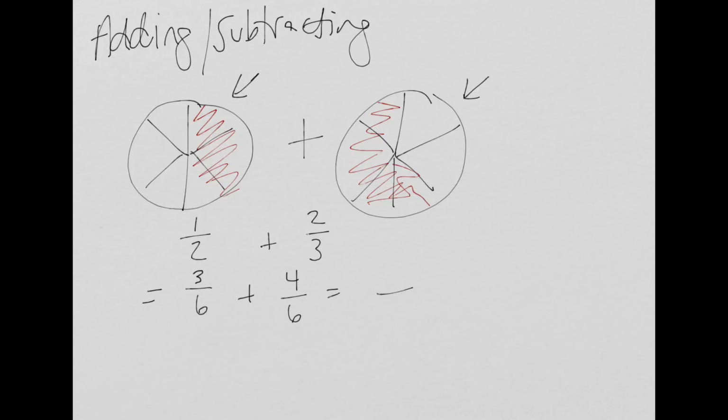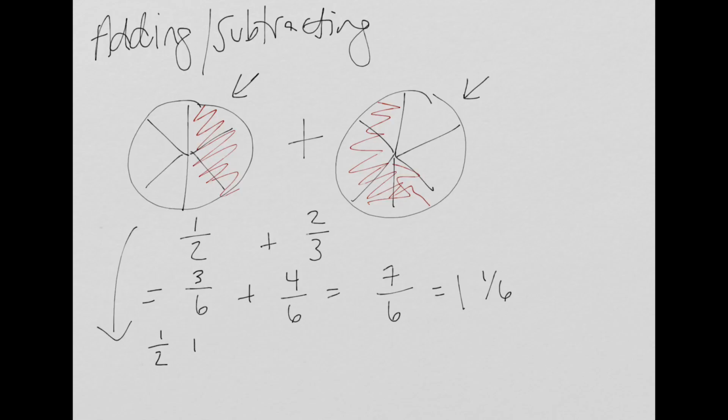Now add them together. Again, everything's still out of 6. I had 3 and then 4, so 7. You could leave it as improper, that's fine, or rewrite this as mixed. You'd have 1 whole and then 1/6 left over. Now an alternate way to do this. Okay, so alternate way down here.